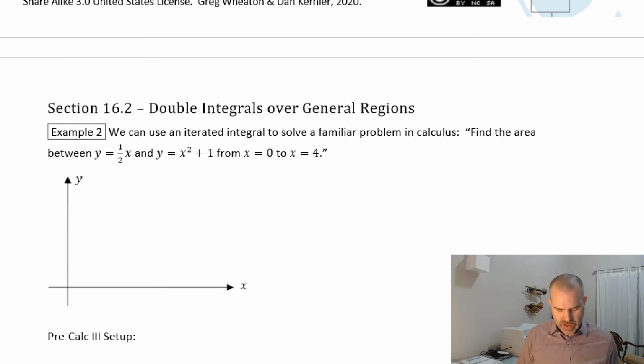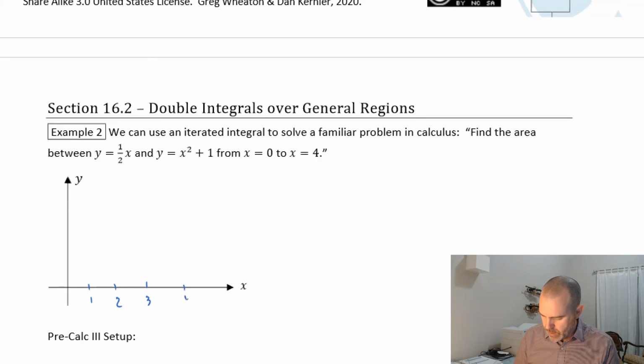So let's do another extension here, and let's use an iterated integral to solve a familiar Calc 2 or Calc 1 problem where you want to find the area between two curves. So we have y equals 1/2 x and y equals x squared plus 1 from x equals 0 to x equals 4.